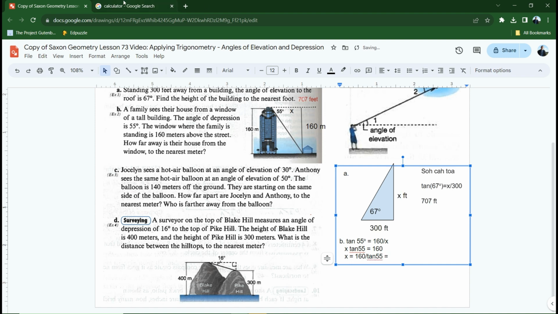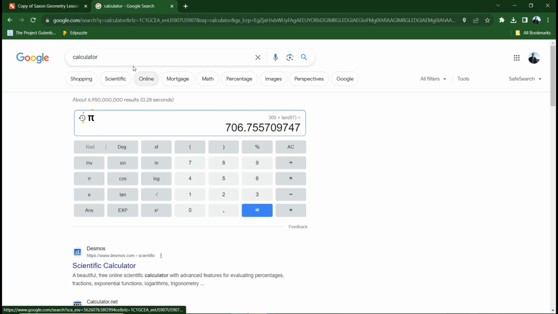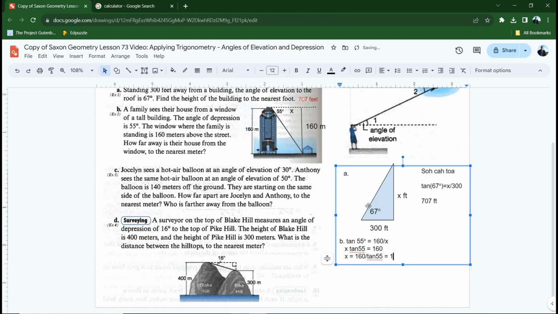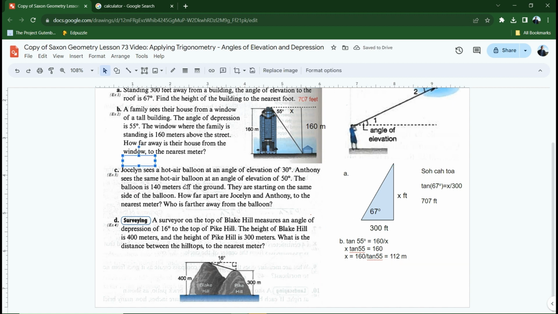So let's see if we can do that. 160 over the tan of 55. There we go. Just double check and make sure I'm still in degree mode. I am. 112. So we're about 112 meters away from our house in this one. Let's just double check and make sure that's correct.